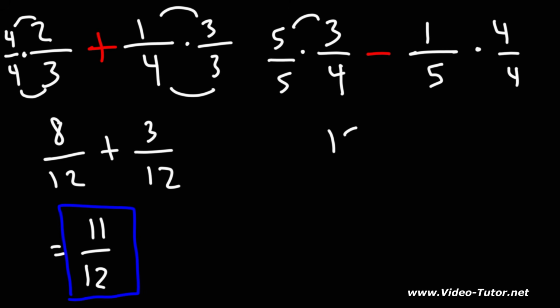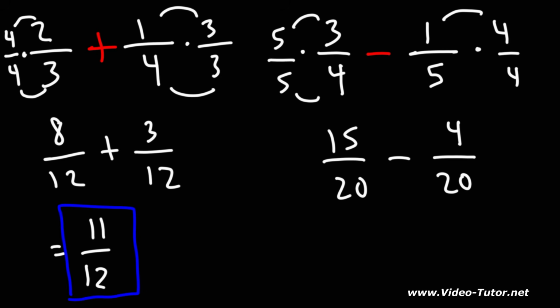5 times 3 is 15. 5 times 4 is 20. So this will be 20 as well. And 1 times 4 is 4. So now we have the same denominator. We can subtract the numerators of the two fractions. 15 minus 4 is 11. So we're going to get 11 over 20.